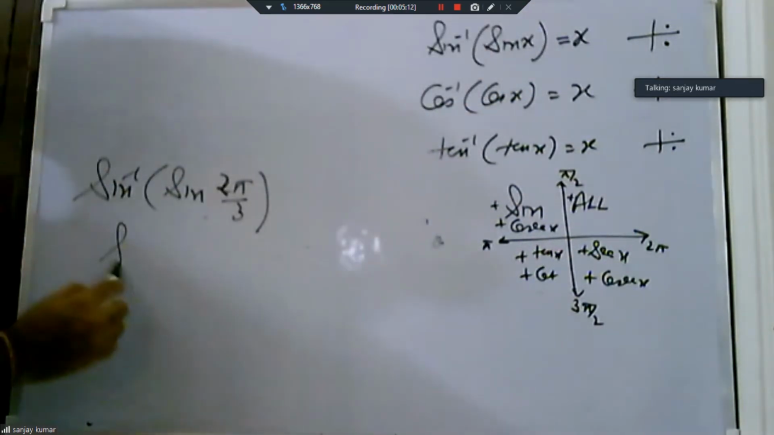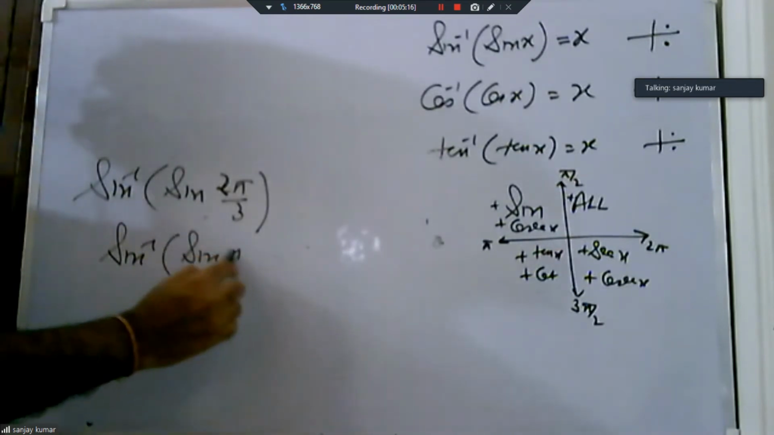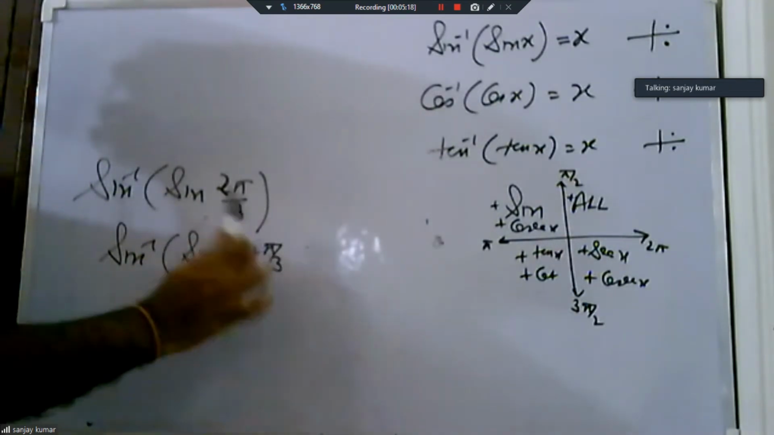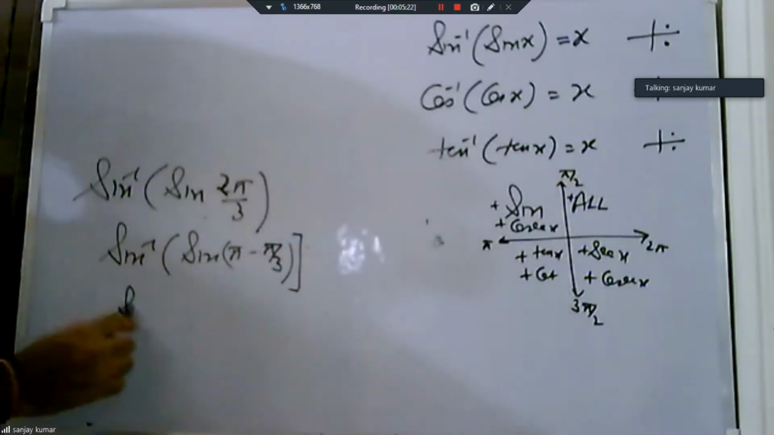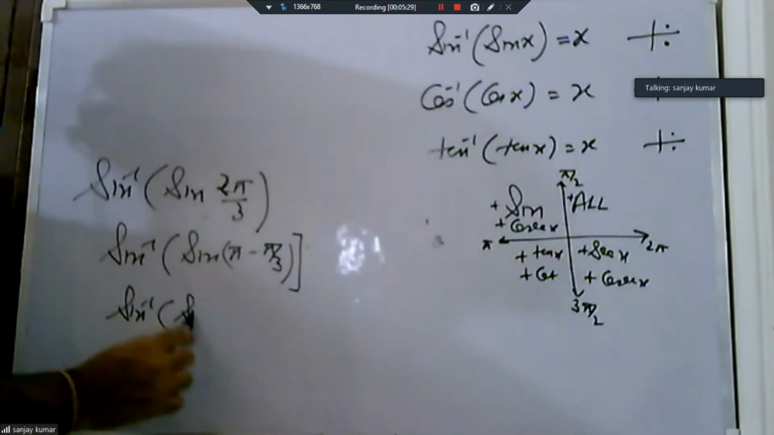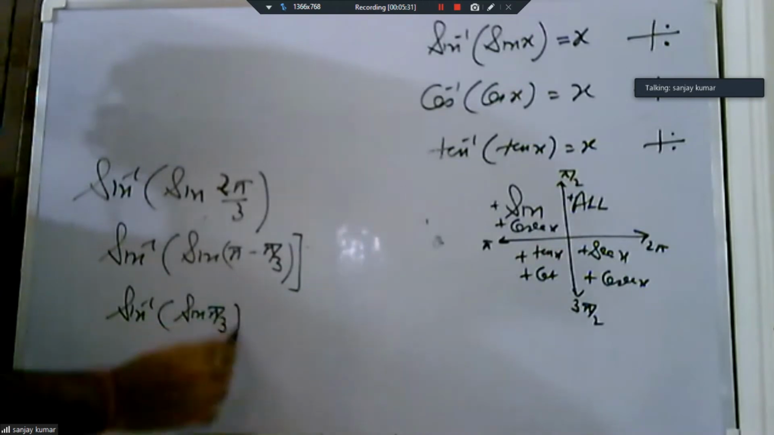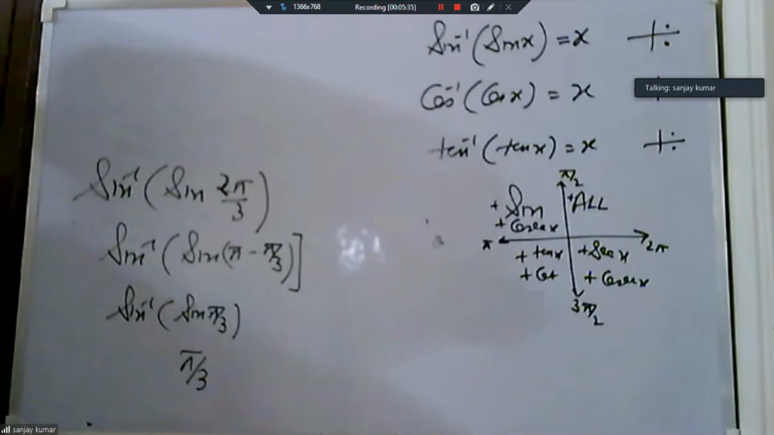Okay, so we break it. We break this sine 2 pi by 3. We can write here pi minus pi by 3. Now this sine inverse, look, pi minus theta, 180 minus theta, the sine does not change. This is the same as sine pi by 3 but it is in the second quadrant. Now the second quadrant is cancelled sine with the sine. Answer is pi by 3.